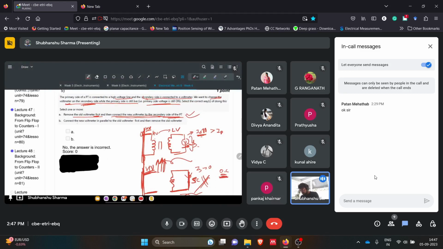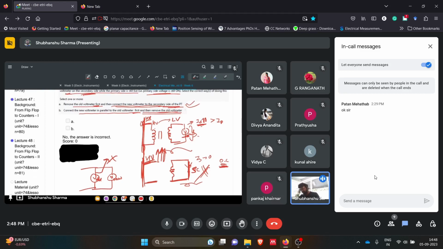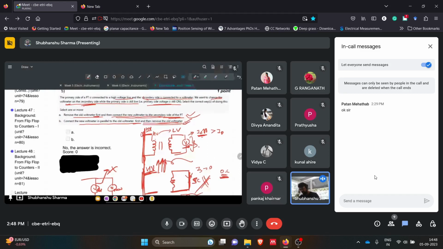The second option says connect the new voltmeter in parallel to the old voltmeter first, and then remove the old meter. So there was this old voltmeter, they didn't remove it initially, then they added one more voltmeter in parallel, this new one, and then they removed the old one. In this case also nothing will happen, because we are not short circuiting the secondary side of the potential transformer. So both are fine in case of potential transformers.